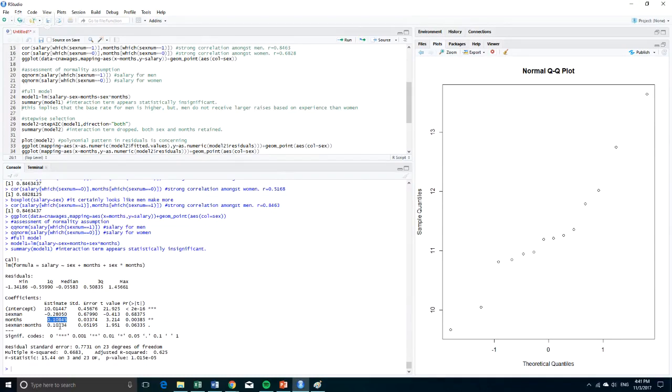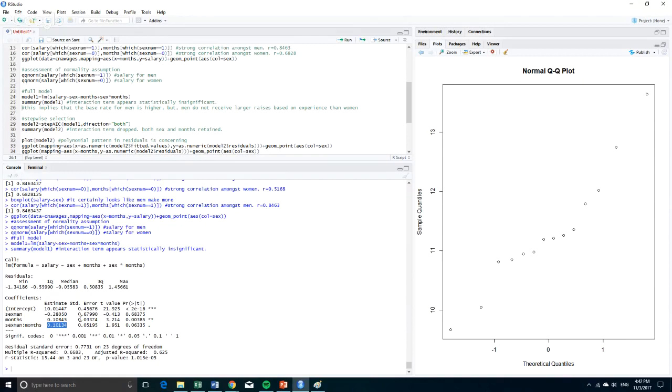And the answer was about 10 cents. But now it's, do men get bigger raises than women for the same amount of experience? And it looks like yes, actually. The p-value is 0.06 and the estimate is about 10 cents. That means for every extra month worked, men get approximately a 10-cent higher raise than women.